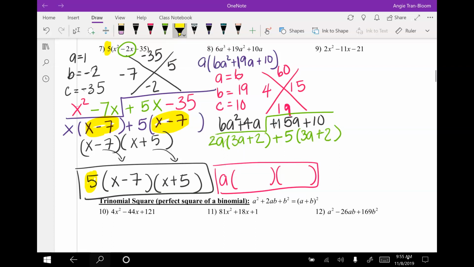Are these two quantities identical? That means, are we going to have an answer? Yep. So it would be a times the quantity of 3a plus 2 times the quantity of what? 2a plus 5. Okay. In teams, you guys work out 9. How about 2 minutes?